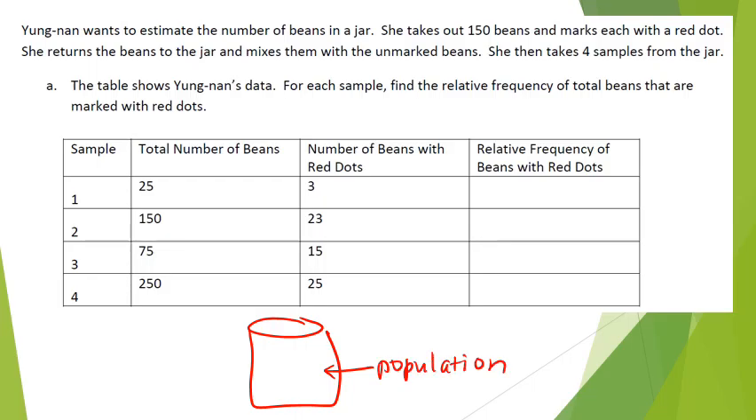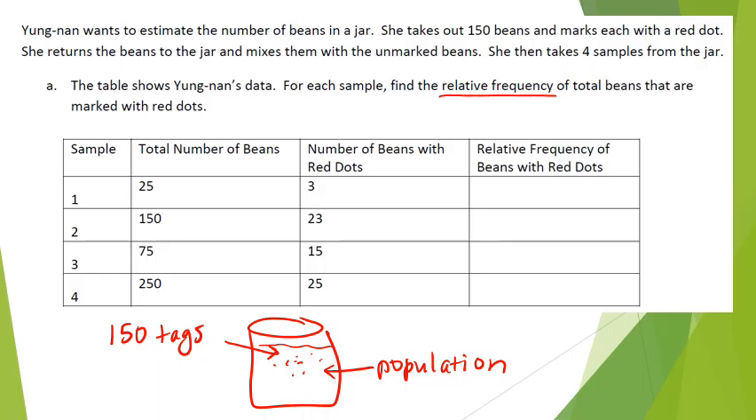She takes out 150 and marks each one with a red dot. So she pulls out 150 and tags them and then adds them back into the population. So we're going to see some of them that are marked red amongst the whole population. Now she's going to take 4 samples from the jar. And now we're going to think about what is the relative frequency of total beans that are marked with dots.